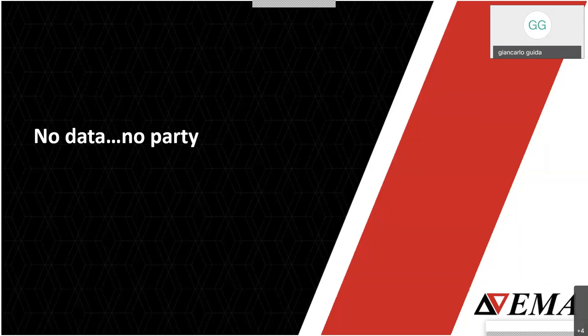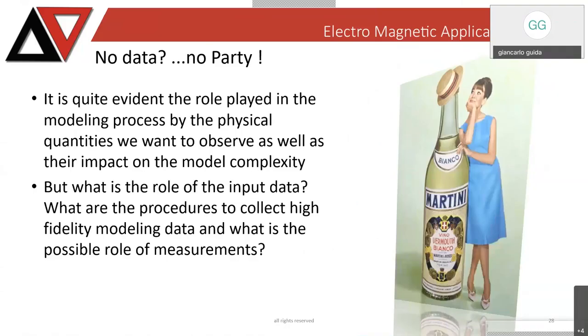To do a good modeling, we need data. And without data, there is no way. So it is quite obvious and perhaps trivial, but I use this "no data, no party", because this is a nice advertisement for a champagne produced by an Italian company. It was one of the advertisements in the early 60s, and I put it in my presentation because I find it very nice.